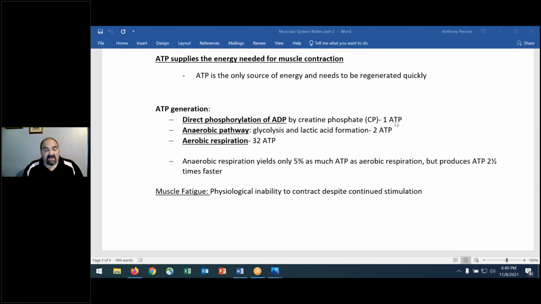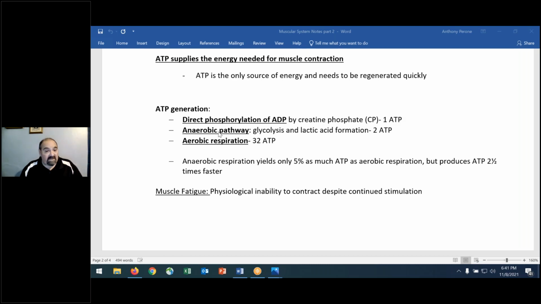And actually the breaking of the bonds between the adenosine and the phosphates that are attached, breaking that bond releases energy. And that's really why ATP is important as far as energy is concerned. The breaking of bonds releases energy.